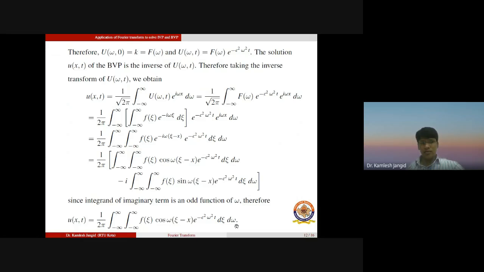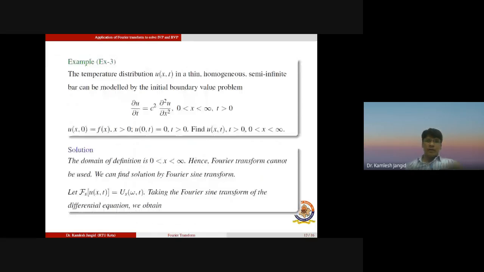This is our required solution of the infinite bar. Alright. Now let us see one more application.